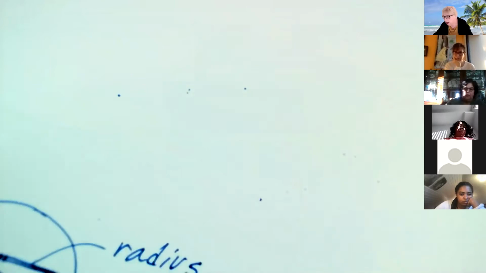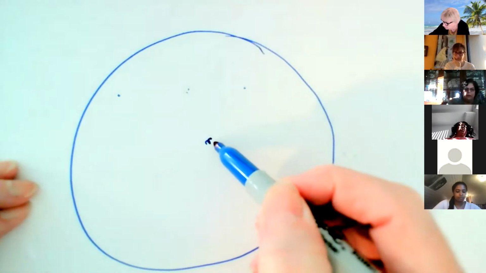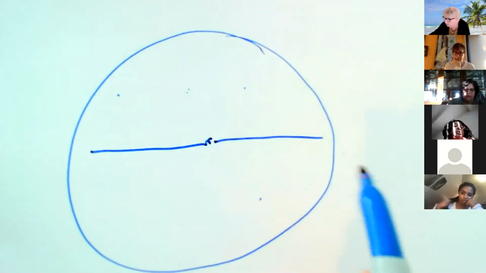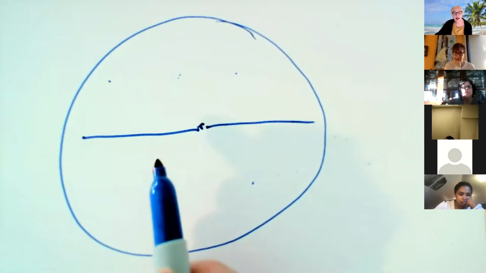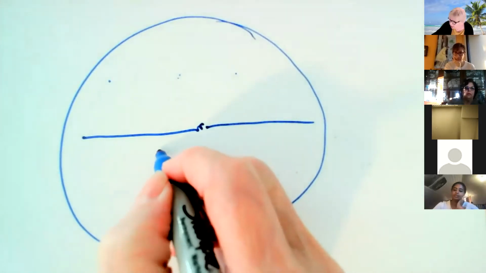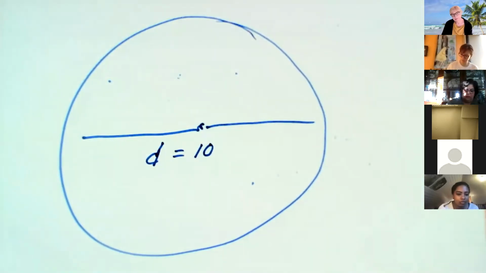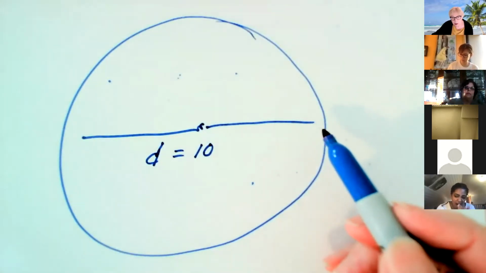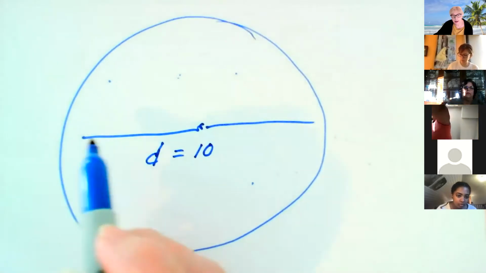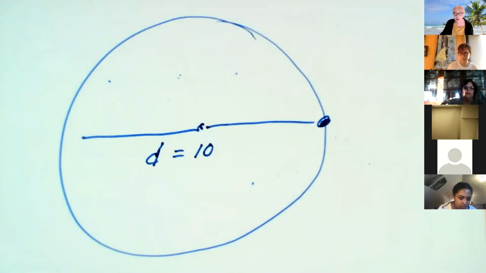Now, I want to do circumference, and I'm going to make it a little bit bigger. So if for some reason you had the diameter, and let's say the diameter, I'm going to use D, is 10. The question is, what is the circumference? So straight across is 10, going through the center. What is the distance? And I'm going to start right there. What's the distance around?